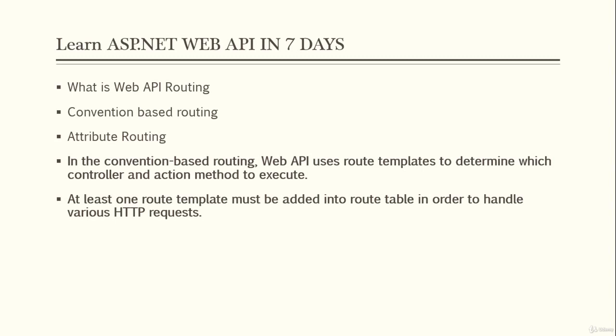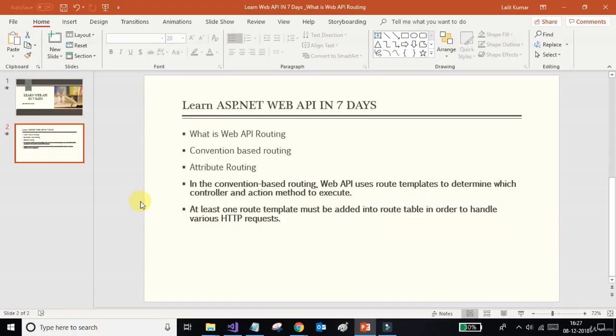Whenever an API call comes in, that API call URI is matched to the defined route template, and that is done by using the route table. So now let's have a look at how convention based routing is defined in Web API.